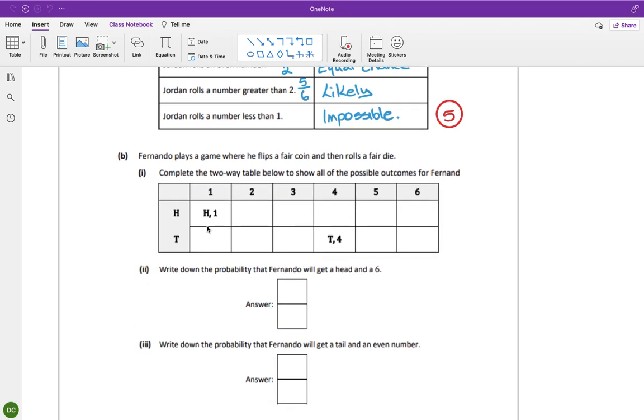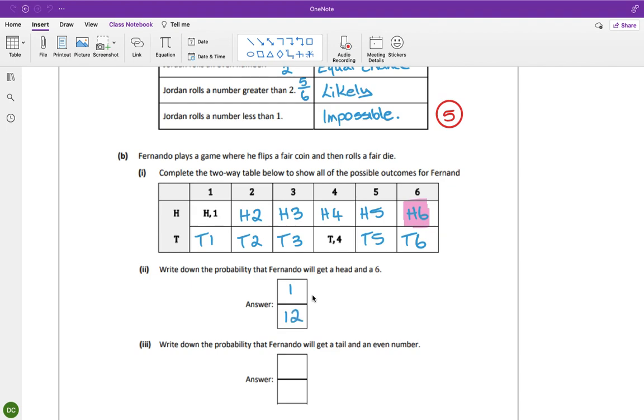Fernando plays a game where he flips a fair coin and rolls a fair die. Complete the two-way table to show all the outcomes. So they've started. So we just fill in the rest of the outcomes. Tail 1, tail 2, tail 3. Tail 4 is already done. Tail 5, tail 6. Write down the probability that Fernando will get a head and a 6. So a head and a 6 is here. That only happens once. So it's one outcome out of the 12 that are there.